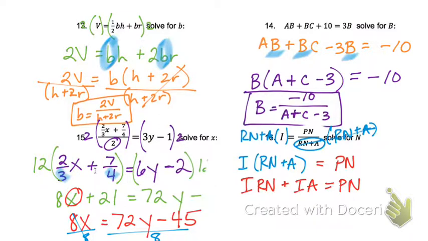No, not yet. I want to move it around, because my whole point is I want to eventually factor out an n. I want all the n's on one side, and then everything that doesn't have an n needs to go to the other side. So it's IRN plus IA equals PN, so you could do minus IRN on both sides.